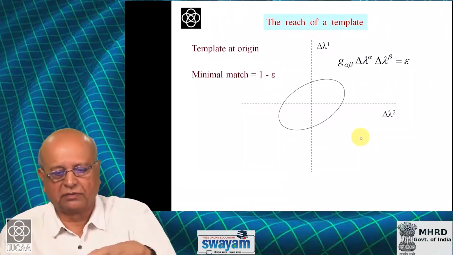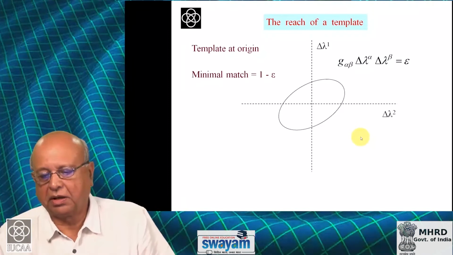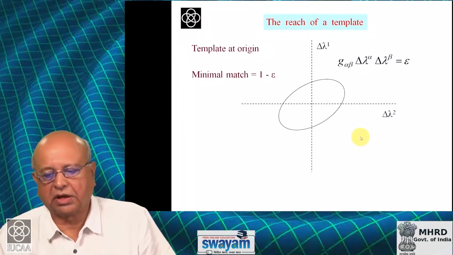So, this is the reach of the template, and this is plotted for epsilon, which we choose equal to 0.03 or 3%.